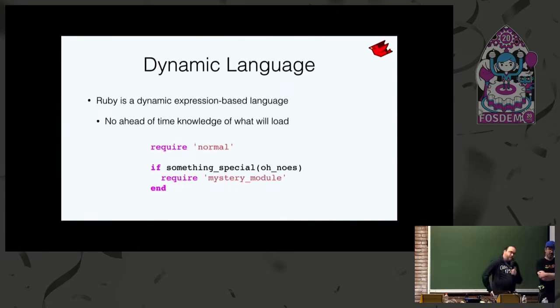Ruby's also very dynamic, so we can't look at a source file like this and go, oh, require normal, we want to load a file called normal. Someone might have overridden that. Could be something else. Could be a different path. We've tried speculatively loading these things in the background, but we don't fully know.